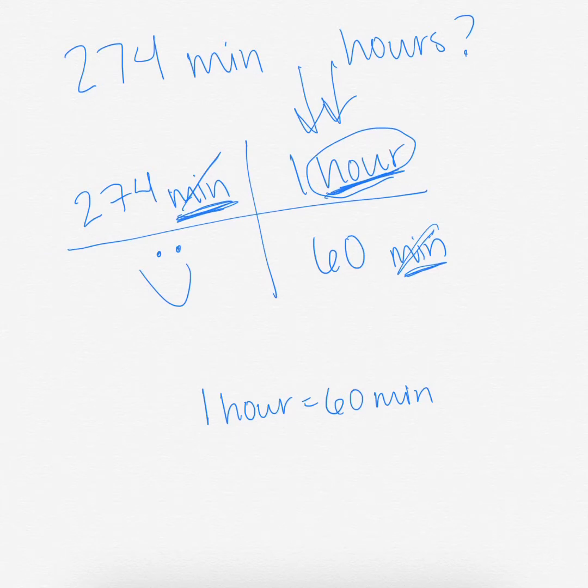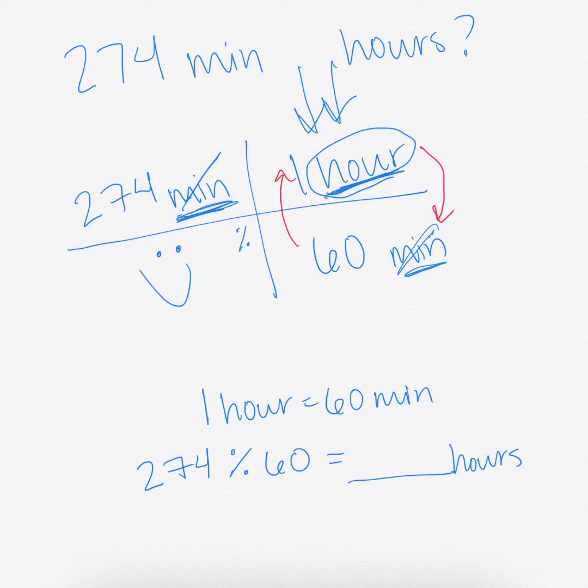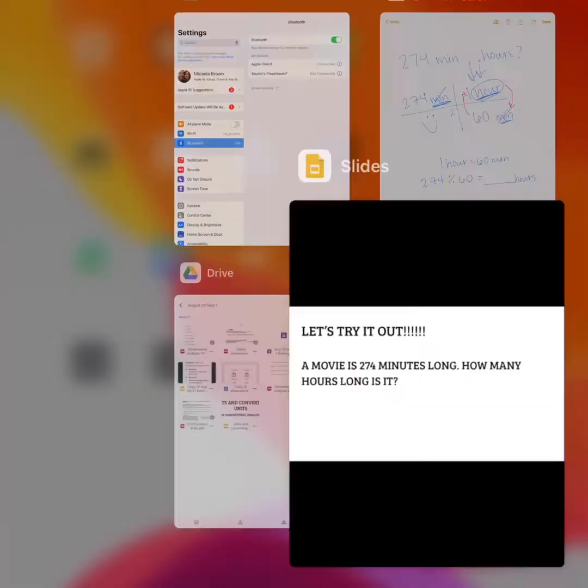Anytime your numbers that are not 1 are diagonal from each other like this, you're going to divide. So you can always just think diagonal, divide, diagonal, divide. So it would be 274 divided by 60, and that would give you your answer in hours. I'm not going to do that right now. You can do that on your own, on your notes if you're following along. If these numbers were switched, and 60 was up here and 1 was down there, then I would multiply. But because my numbers are diagonal, I'm dividing. Let's go back to our notes.